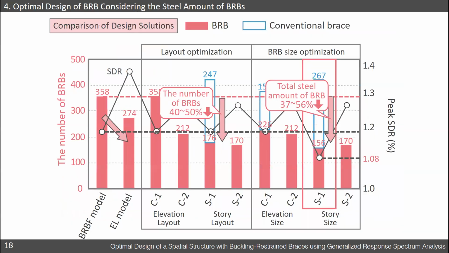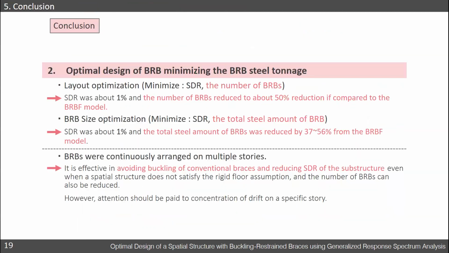Finally, the story drifts are reduced to 1.1% and the number of BRBs is reduced to 37% from the initial BRBF model. The obtained results are summarized. In this study, the proposed GRSA-based damper optimization routine was applied to the actual design project of a large span music arena, and the optimal and allowable solution reduced the story drift demands to about 1% and the number of BRBs to about 50% of the initial numbers.